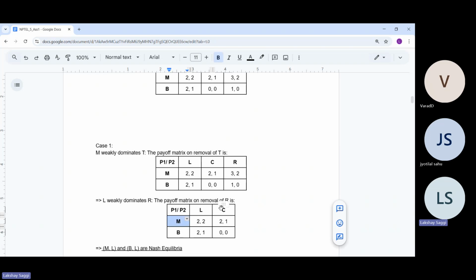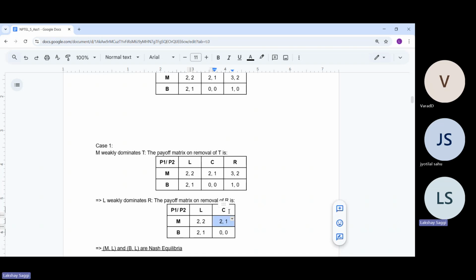Now let's check this entry, M comma C. Is this a Nash equilibrium or not? Let's check whether the row player has an incentive to switch. In M comma C, the payoff for the row player is 2 and the column player's payoff is 1. If the row player switches from M to B, the row player's payoff becomes 0. Initially the row player was getting 2, but on switching gets 0, and the row player wants to maximize, not reduce, its payoff. So the row player has no incentive to switch from M comma C.